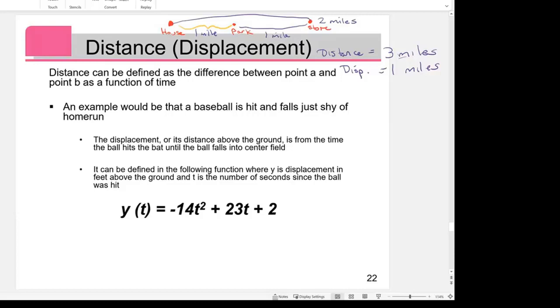So distance can be defined as the difference between point A and point B as a function of time. An example would be that a baseball is hit and falls just shy of a home run. The displacement, or the distance above the ground, is from the time the ball hits the bat until the ball falls into center field, right? That's the displacement. It can be defined in the following function where y is displacement in feet above the ground and t is the number of seconds since the ball was hit.